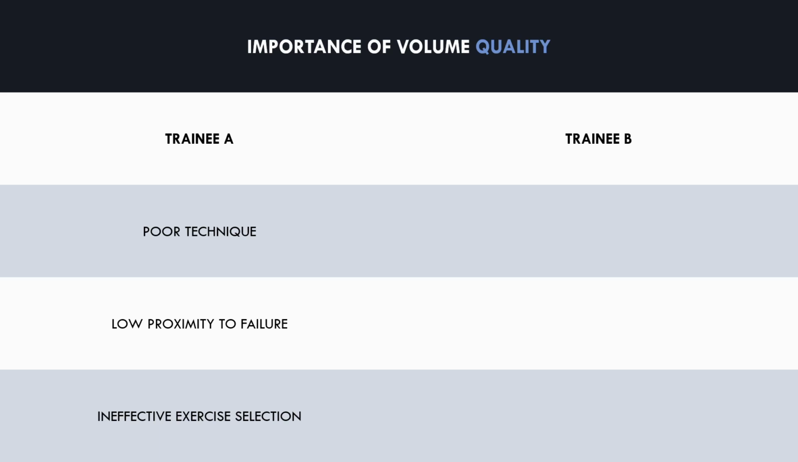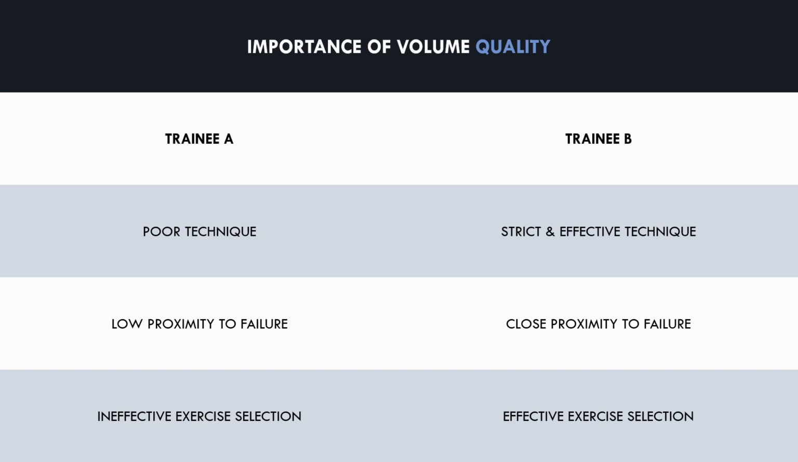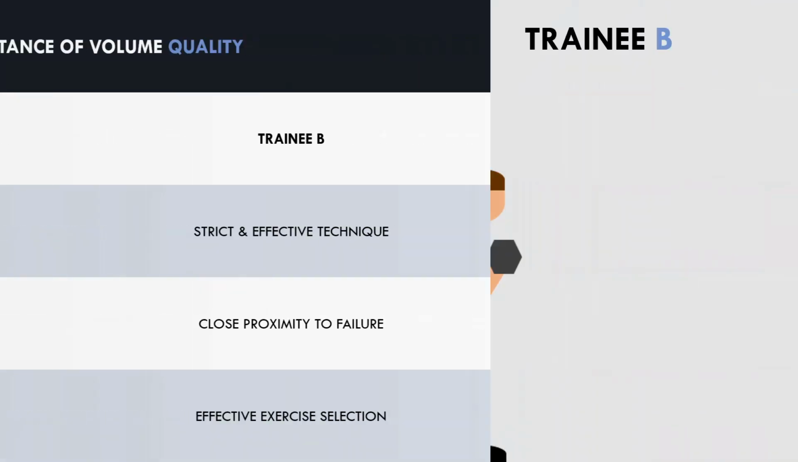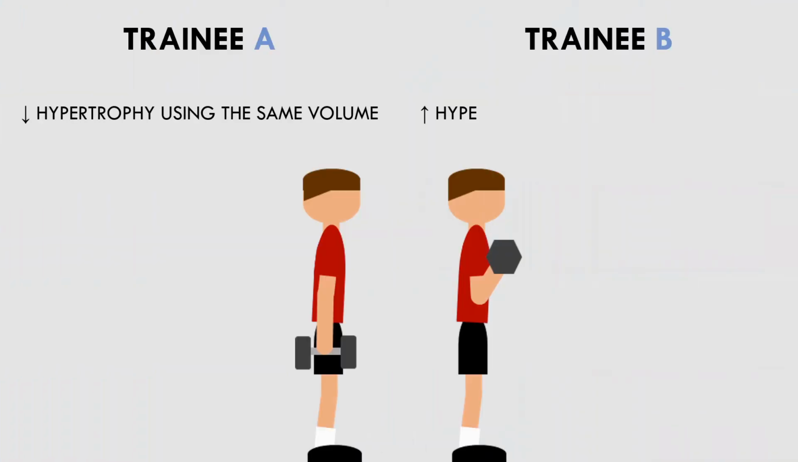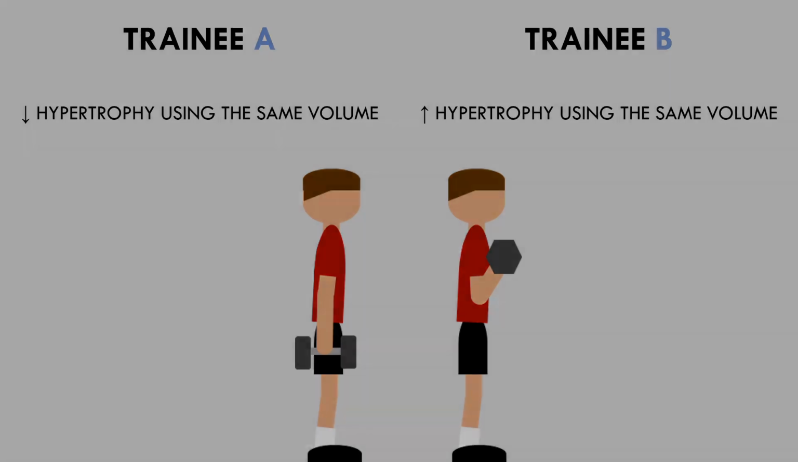Now let's look at trainee B. This trainee performs every set with strict and effective technique, takes each set close to failure, and selects the exercises that best stimulate each muscle group specifically for themselves based on trial and error. This trainee now achieves a greater hypertrophy stimulus with the same amount of volume. So in the long term, trainee B will likely achieve greater muscle growth than trainee A. So before increasing volume, first ensure that you are getting the maximum stimulus out of each set with the current volume you are using.